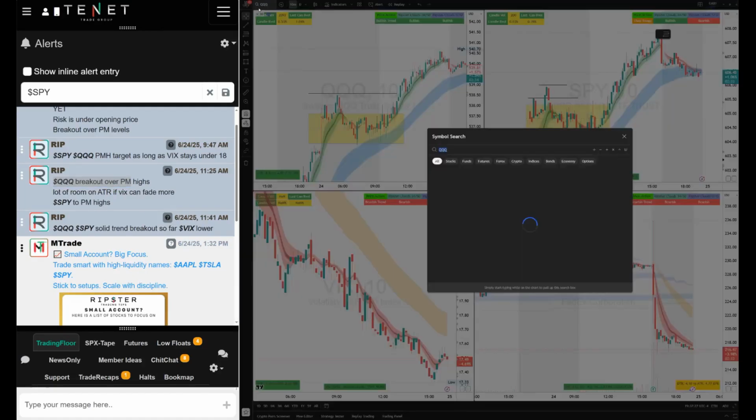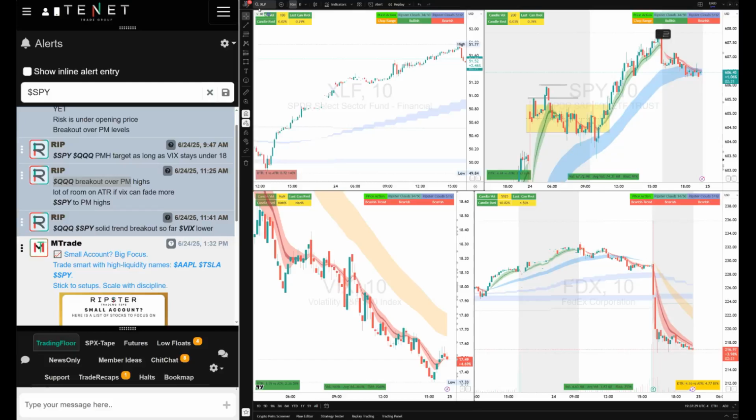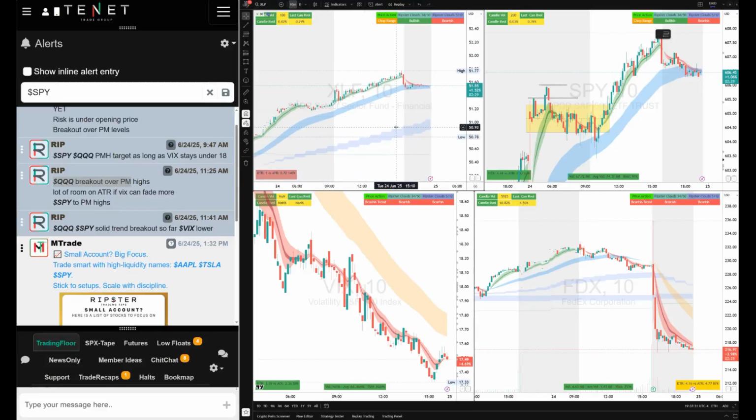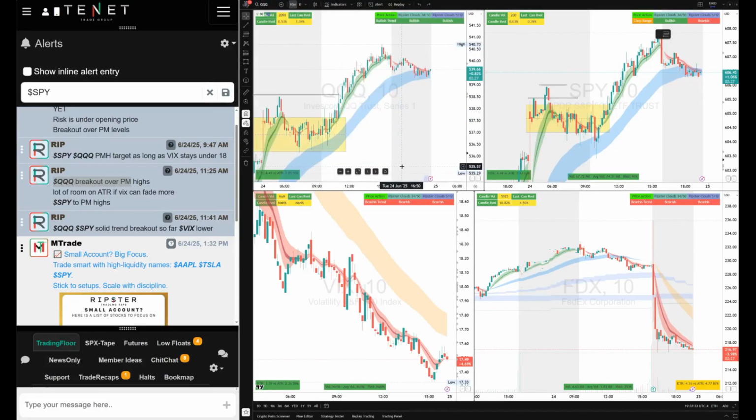But the SPY had a trend. Why did SPY have a trend? Because the financials were strong today. The financials were holding strong all day, helping the SPY. A big part of the S&P is financials. So anyways, the long setup in the community was around 10:15 a.m. when we got that breakout here, right? Then came the breakout of pre-market highs.